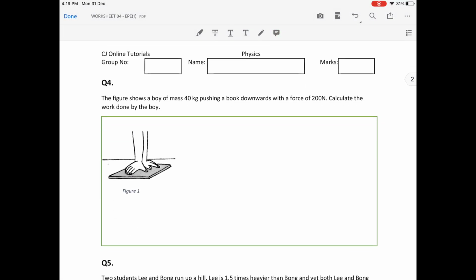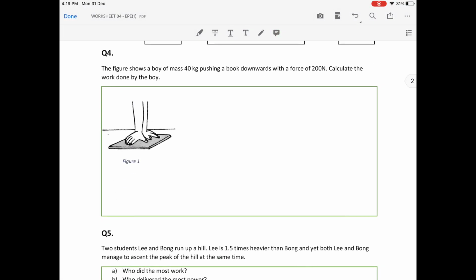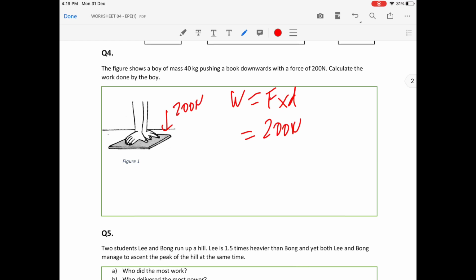Let's take a look at another question. Question 4. The figure shows a boy of mass 40 kilograms pushing a book downwards with a force of 200 newtons. Calculate the work done by the boy. Once again, work equals force times distance. The force is 200 newtons. But what is the distance? You're pushing on the floor. The floor is obviously not going to move. So the distance is going to be 0 meters.